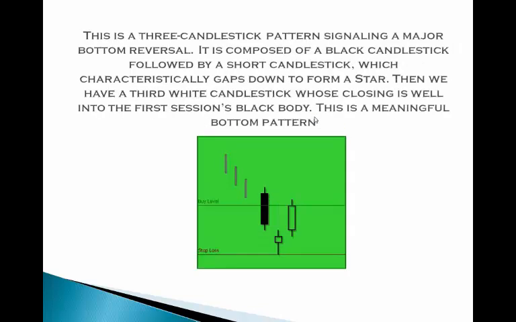Then the next pattern is made up of three candlesticks. This is the star pattern, the evening star. Right? This is the evening star.